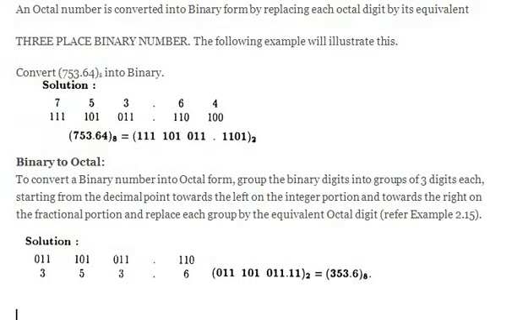So what about binary to octal? Group whatever the input is given into 3 digits and convert it into decimal. 011 is 3, and 101 is 5, and 011 is 3, and 110 is 6. Simple.